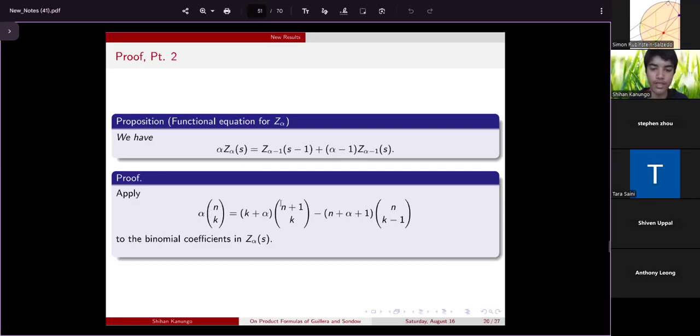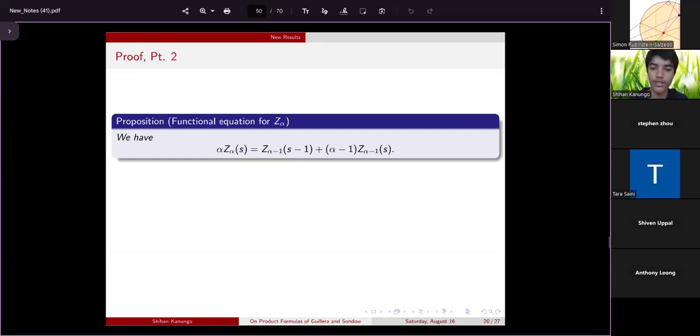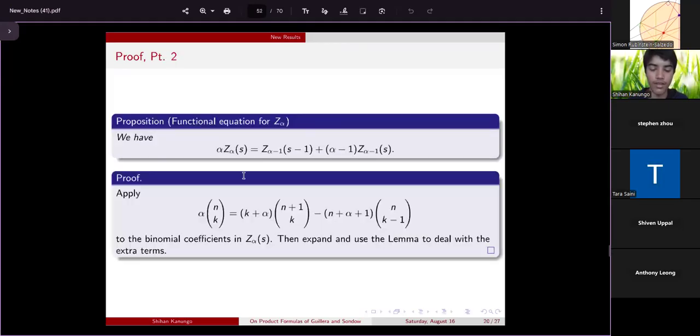And if we apply this binomial coefficient identity to these binomial coefficients, it splits into two different sums. One of the sums is essentially z alpha minus 1 of s, and the other one is z alpha of s minus 1. But there are some extra terms that have to be taken care of. And it turns out they have exactly this form. And the lemma will just kill them all. So that's how you prove this functional equation.